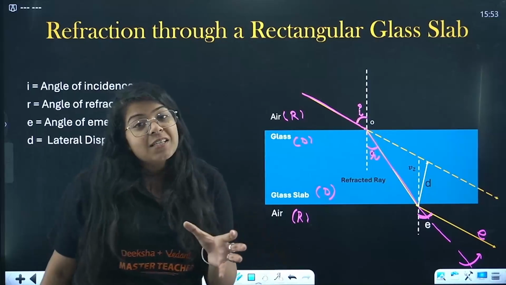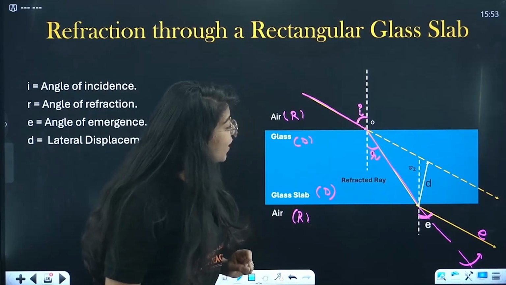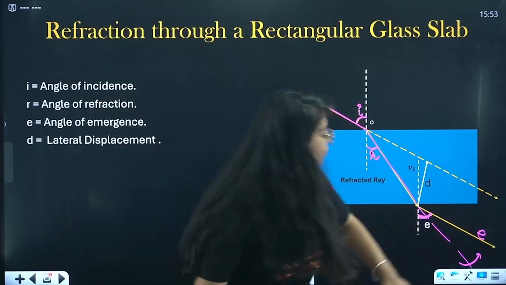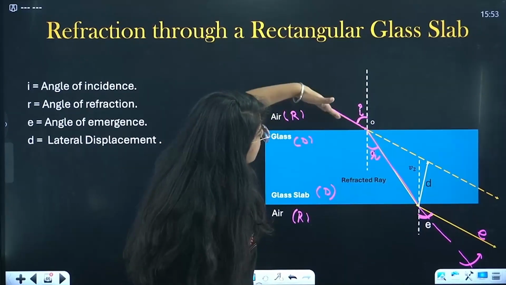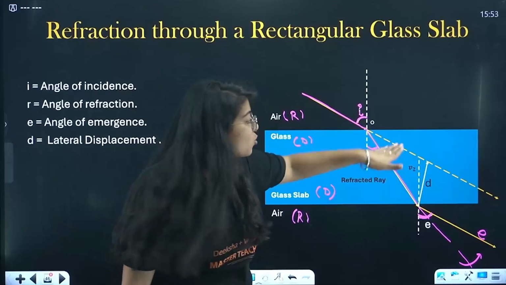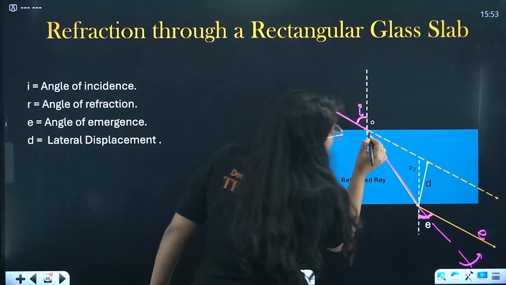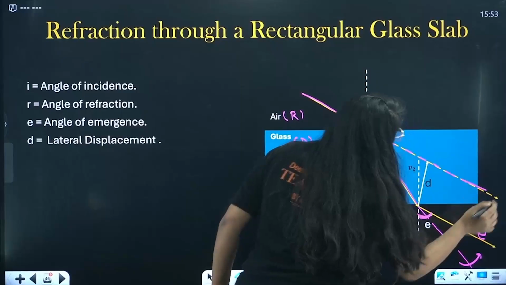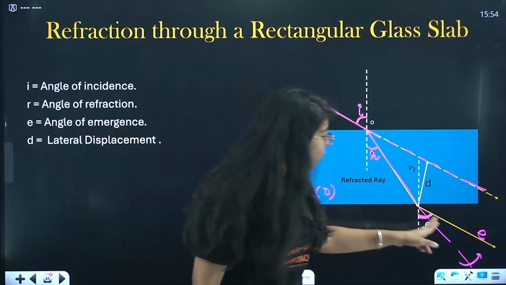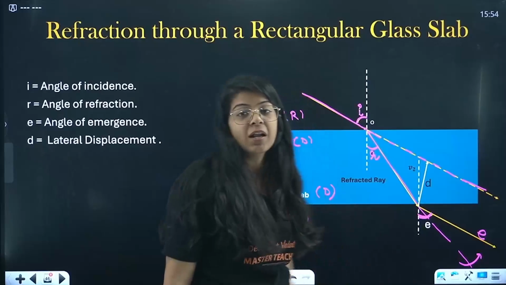Now a very interesting thing you will notice from here. Technically this incident ray shouldn't have bent in an ideal condition. If there is no glass slab, this will go straight like this, right? And if you place a glass slab, it will go something like this, coming out from here.